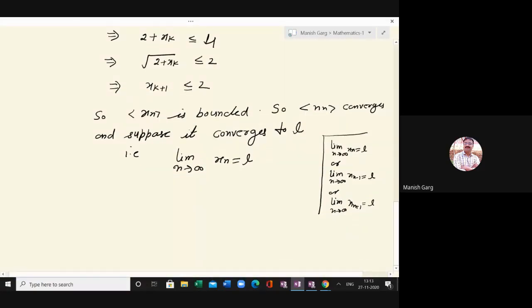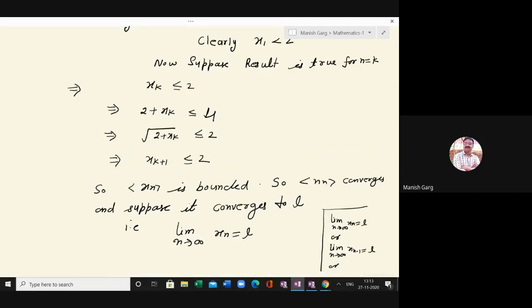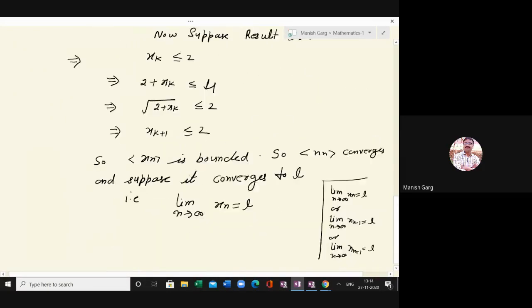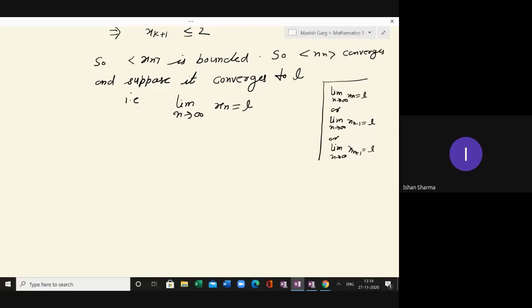Now, any doubt, Karthike? Yes, sir. Sir, we have assumed that xn is less than 2 is true for n equal to k. We didn't assume, we claim. I want to show that xn is less than 2, that it is bounded by 2. Okay, the claim is what we are going to prove.